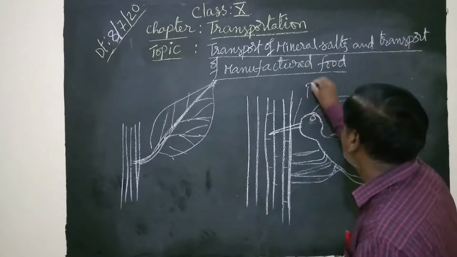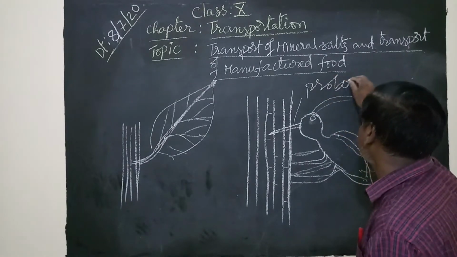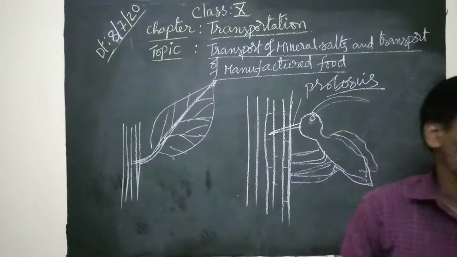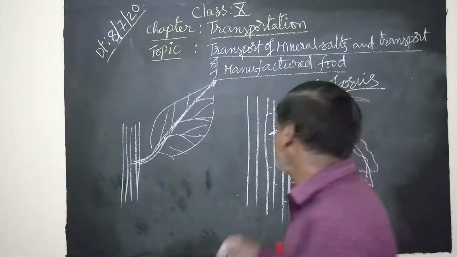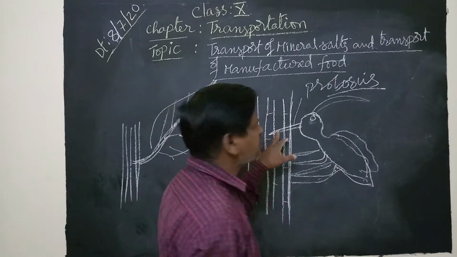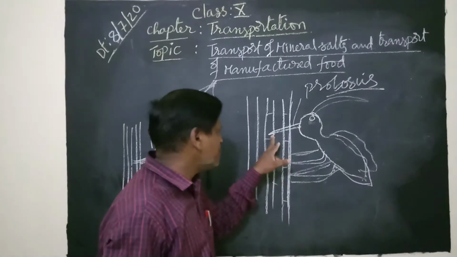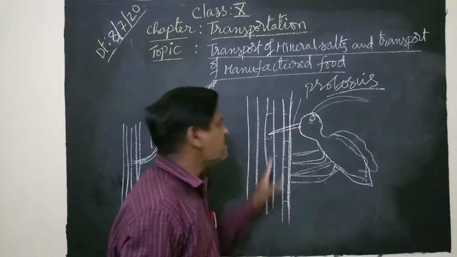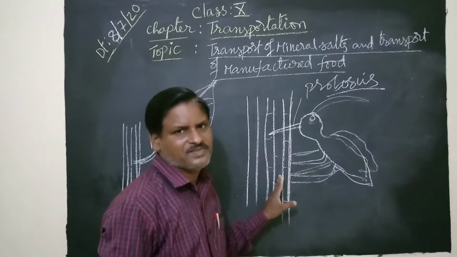This is called the proboscis, children. This is a long needle-like structure. It is piercing into the stem. In the stem, xylem vessels are there, and phloem vessels are there.